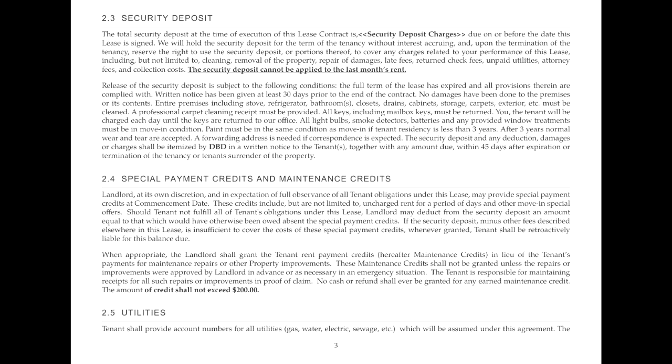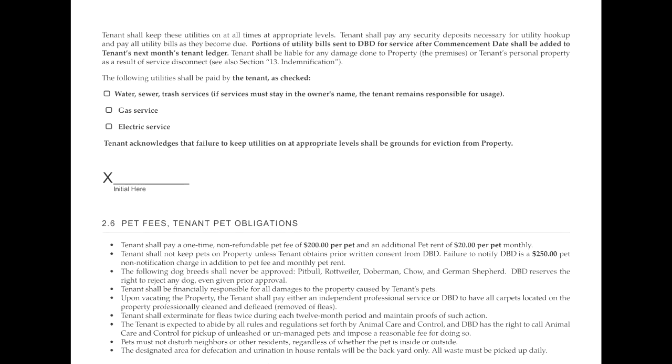On to page 4. 2.5 Utilities. Tenant shall provide account numbers for all utilities which will be assumed under this agreement. The tenant shall keep these utilities on at all times at appropriate levels. Tenant shall pay security deposits necessary for utility hookups and pay all utility bills as they become due. Any portions of utility bills sent to DBD for service after commencement date shall be added to the tenant's next month's ledger. Please note the utilities required for your unit below and then initial.